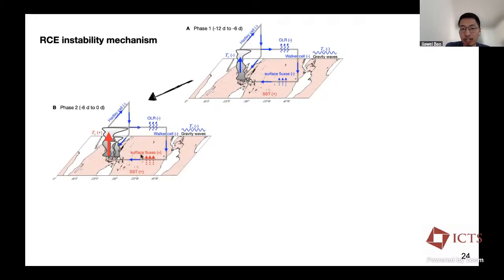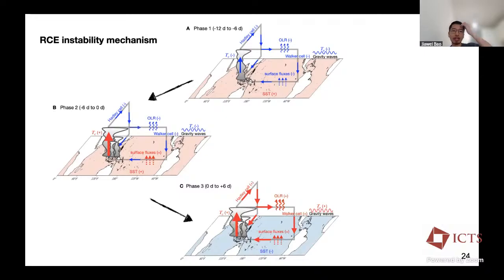So the surface fluxes will change sign here before the changes in surface wind speed and circulation. So changes in surface fluxes will quickly lead to increases in convective activities. So convection will quickly respond to the changes in surface fluxes. And this happens at a time when circulation is still relatively weak. And then we move on to phase 3.